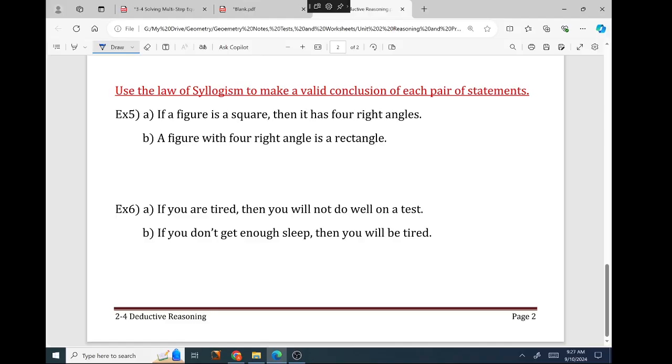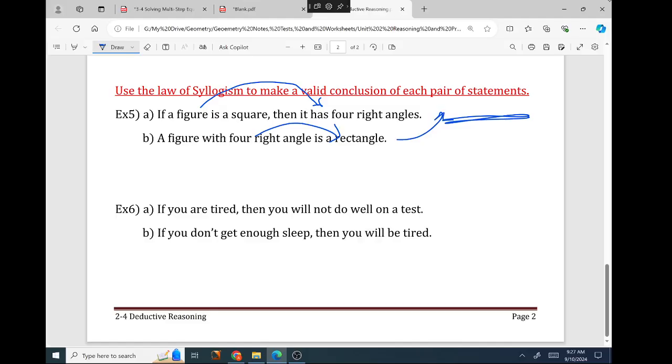All right. If a figure is a square, then it has 4 right angles. What's the trigger? If it's a square, then it has 4 right angles. If it has 4 right angles, it's a rectangle. So look what it's saying. Look what we're doing. This is triggering this, and then that is triggering that. So in a sense, you can take this sentence and write it right here. You don't have to write it that way, but you could.